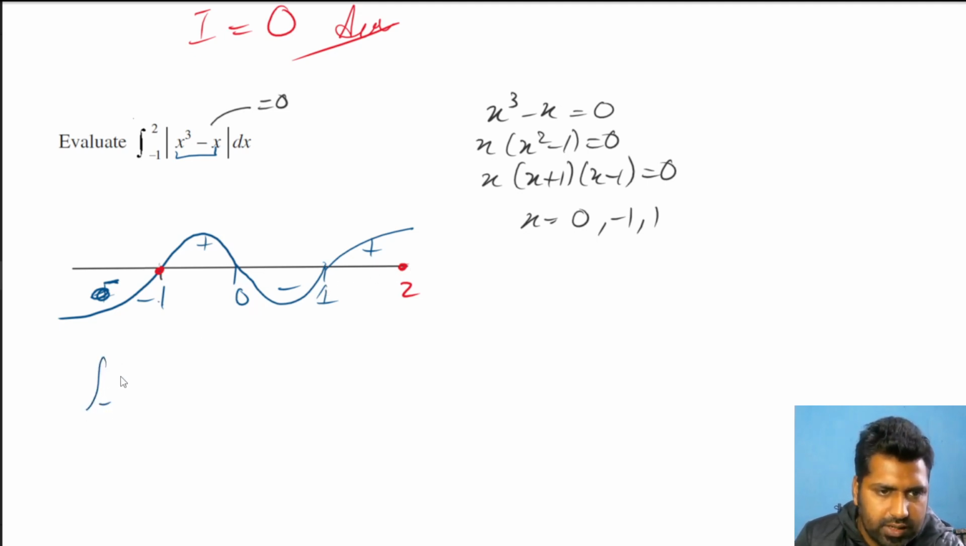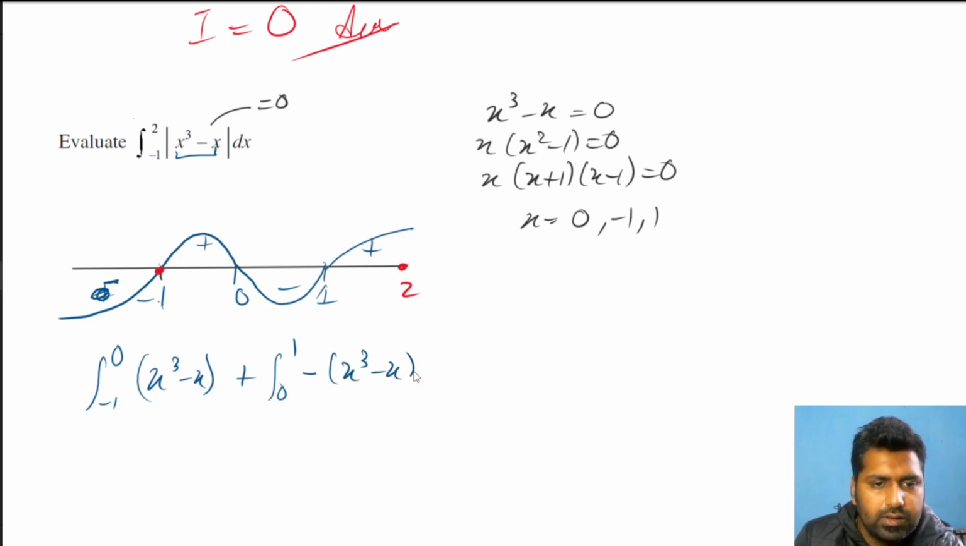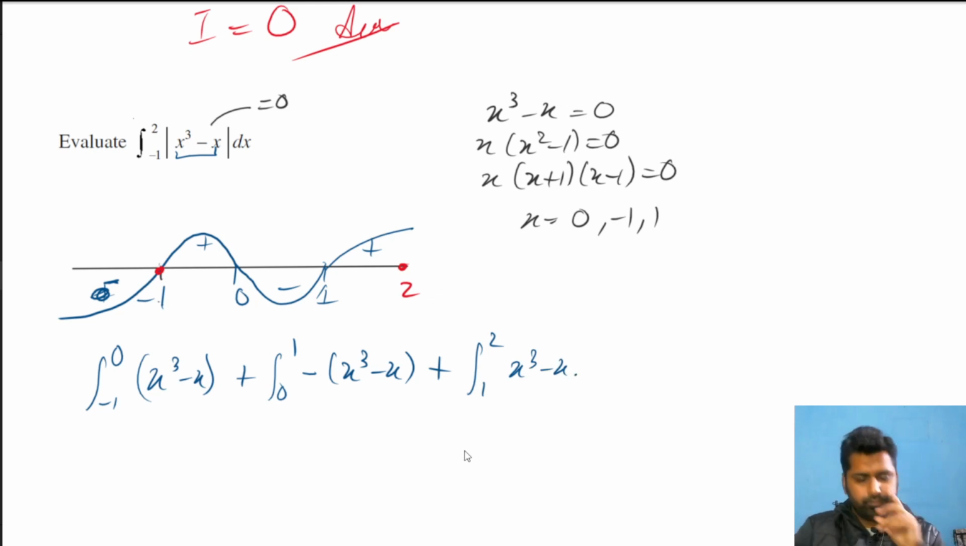So first of all, -1 to 0. Your mod will open with positive because the quantity is positive. So x cube minus x, plus 0 to 1. For 0 to 1, the quantity is negative, so you open this with negative. Plus 1 to 2, and you open this again with positive. So x cube minus x. Okay.